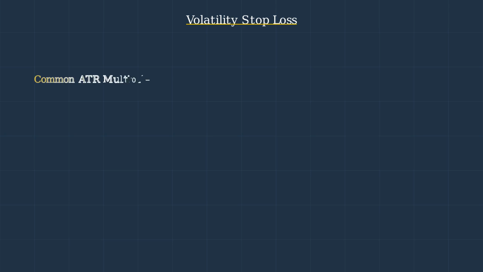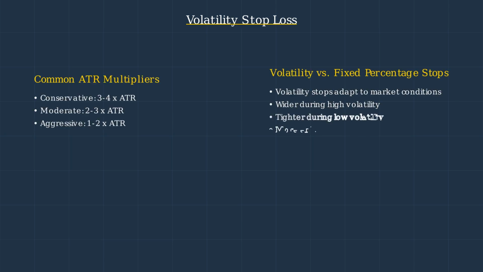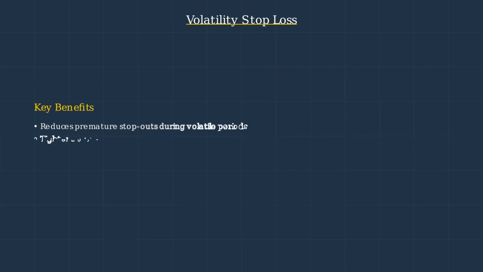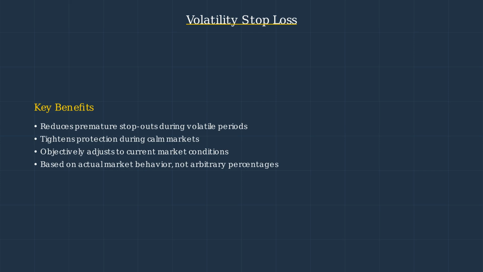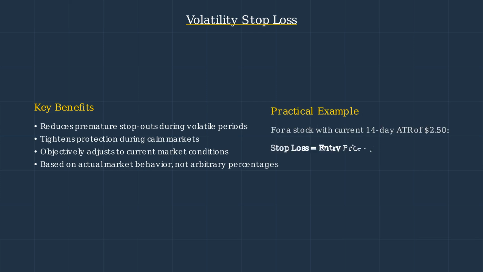Traders typically use ATR multipliers based on their risk tolerance. Volatility stops have key advantages over fixed percentage stops. The benefits of volatility-based stops make them popular among professional traders. Here's a practical example of setting a volatility stop using ATR.